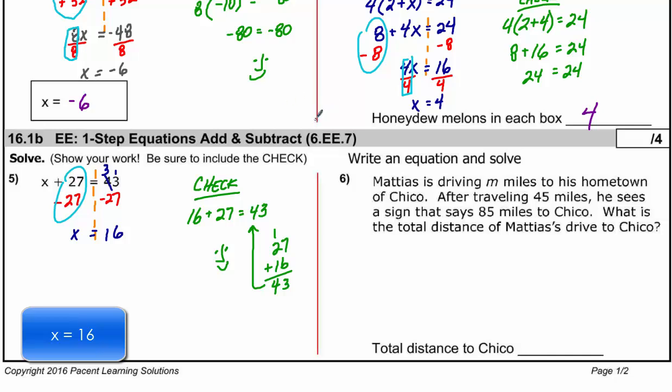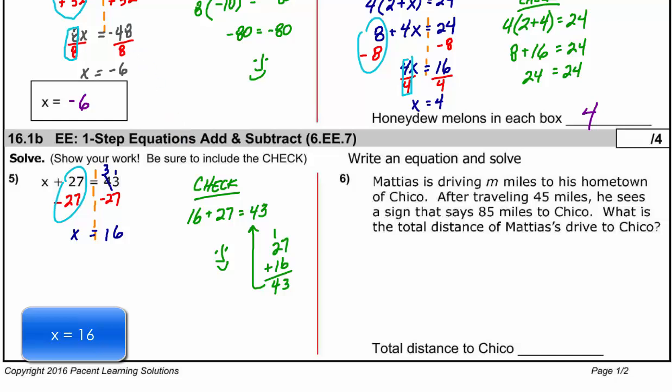Number 6, Mattias is driving M miles to his hometown in Chico. After traveling 45 miles, he sees a sign that says 85 miles to Chico. What's the total distance? Well, here's what we know. He's driving M miles altogether. After traveling 45, he sees a sign that says 85 miles to Chico. So we want to write an equation to see what the total distance of his drive is to Chico.